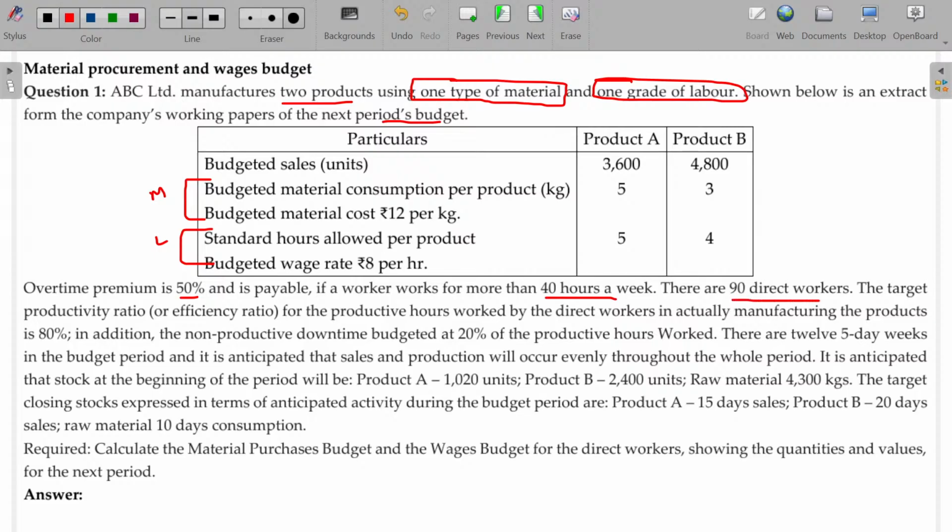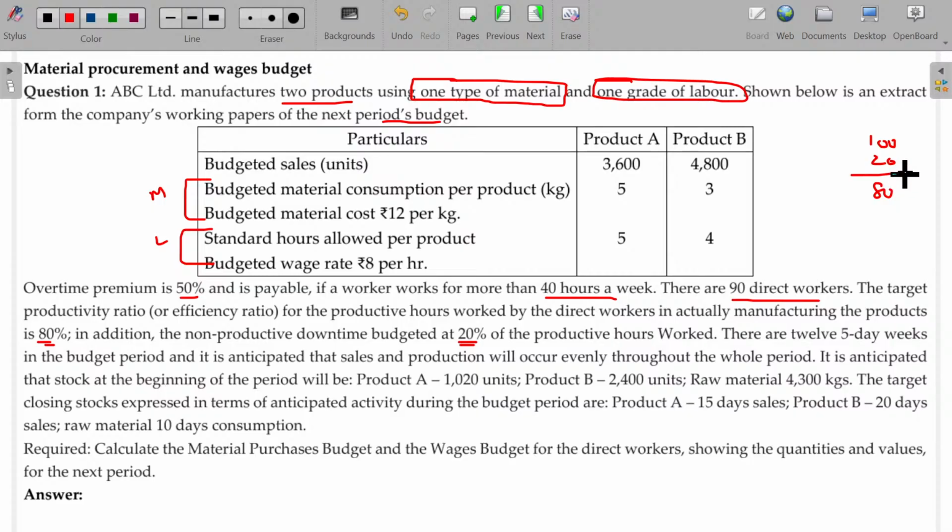There are 90 direct workers. The target productivity ratio or efficiency ratio, usually performance rating, for the productive hours worked by the direct workers actually manufacturing the product is only 80%. In addition, the non-productive downtime is budgeted at 20% of the productive hours worked. Apart from this, the machine's efficiency itself is 80%. If you are working for 100 hours, 80 hours can be worked and another 20 hours may be lost. In that 80, non-productive downtime will also be there. Around 20% of that means another 16 will go off.